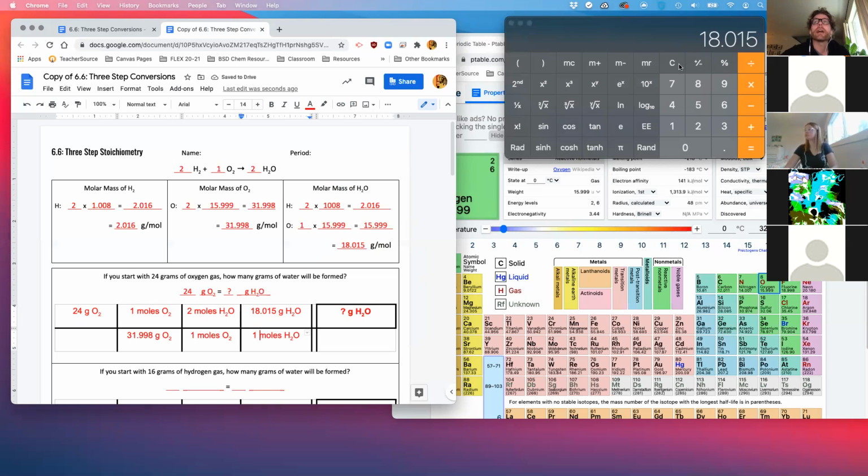Cool, cool. Now I'm ready to do some math. And what I'm going to do is I'm going to multiply everything on top. 24 times 1 times 2 times 18.015. Enter. You must press enter when you get to the end of the top. And then divided by 31.998. Enter. Divided by 1 equals 27 point. And you know what? This only has 2 significant figures, so my answer can only have two significant figures. So my answer for this one is 27 grams of water.